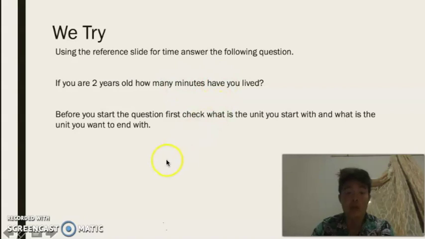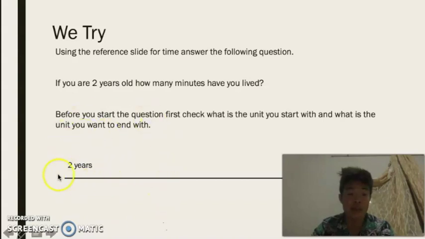So what we want to do is start with what we have. The unit that we have in the beginning is 2 years. And we want to use conversion factors to get closer from the unit we have, years, to the unit we want to get, minutes. Now, we do not have a conversion factor that goes straight from years to minutes, but we do know some conversion factors that will help us get closer to the destination.